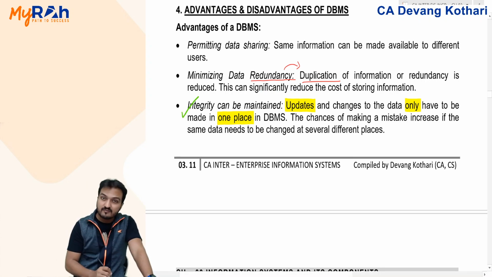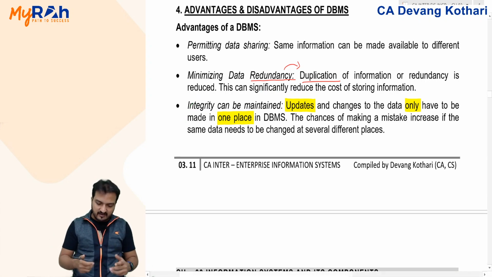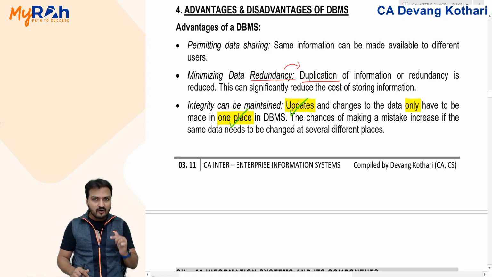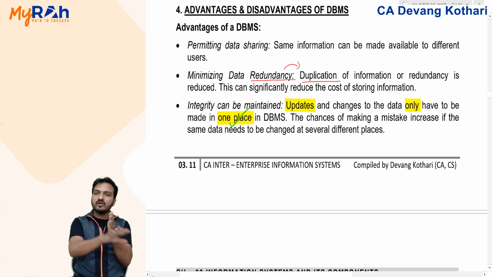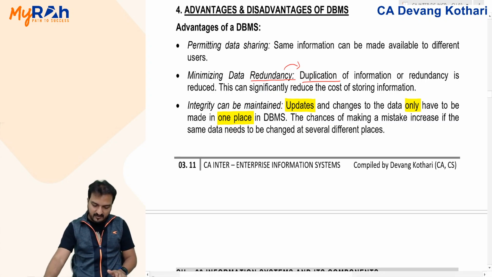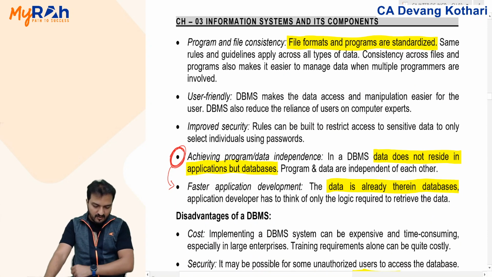Integrity can be maintained. Integrity means that data is connected. All the data in the DBMS will be connected such that you update at only one place, and if you update at just one place, then at all the other places that data will automatically get updated. That is my data integrity. Integrity means connected.